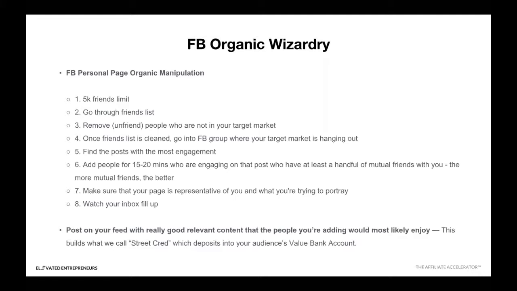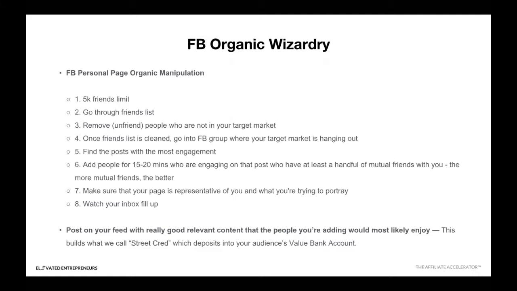So first of all, they engage. Secondly, they're like the hottest posts in the group. So the people in that group that are engaging are all on that post. It's like 100 likes or 200 likes. Add all those people that have mutual friends, at least a handful. The more, the better. However, 3 to 5 at least. And basically, you don't want to add someone who has no mutual friends because they probably won't accept you.